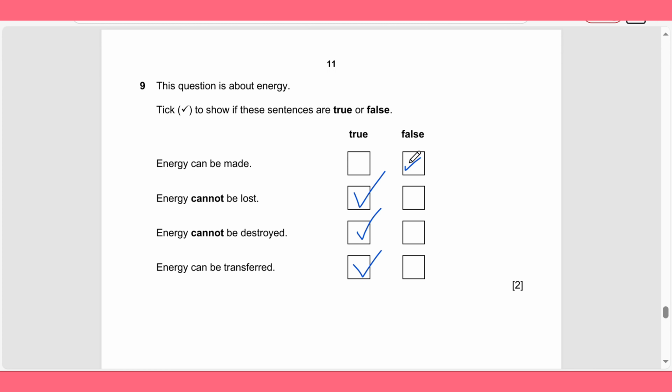False. Energy can be made is false, so energy cannot be lost is true, because it will just transform to another state of energy. Cannot be destroyed, yes. Can be transferred, yes, absolutely.